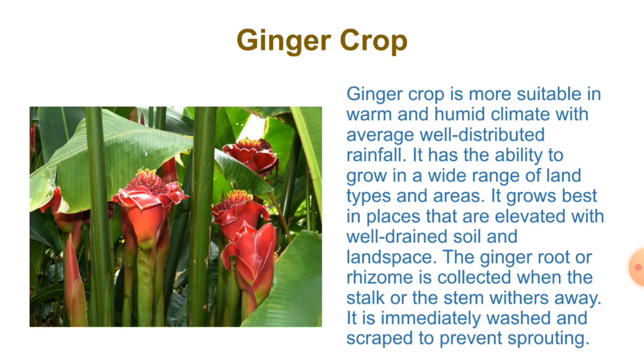Ginger crop. Ginger crop is more suitable in warm and humid climate with average well-distributed rainfall. It has the ability to grow in a wide range of land types and areas. It grows best in places that are elevated with well-drained soil and land space. The ginger root or rhizome is collected when the stalk or the stem withers away. It is immediately washed and scraped to prevent sprouting.